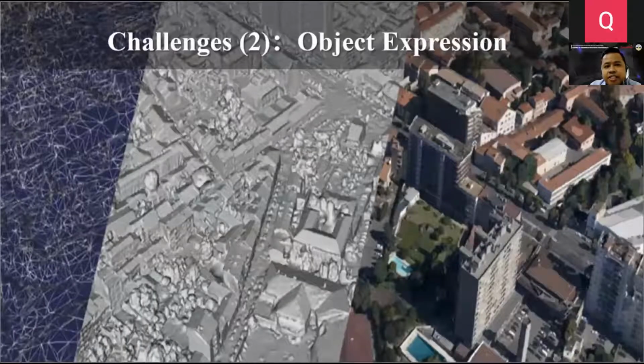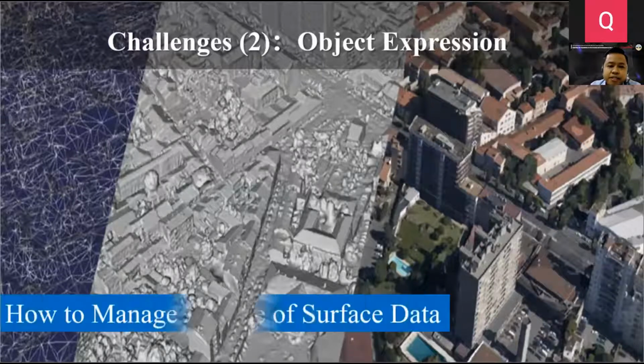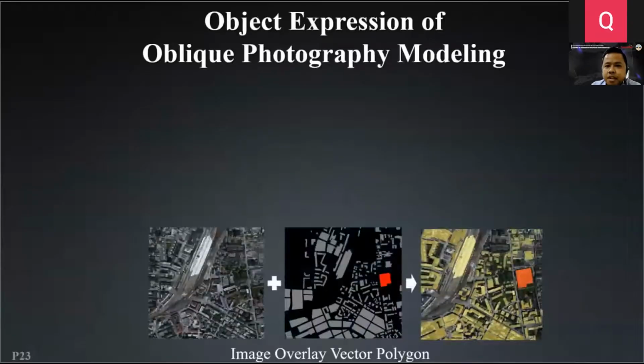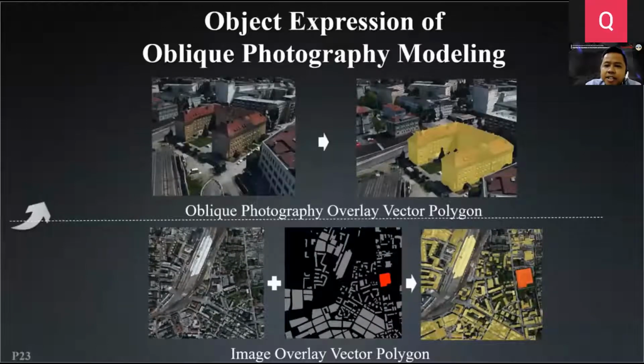The second challenge is object expression. How do we manage a piece of surface data? As we know, oblique data is unified data which cannot be separated, because all entities are merged into one. However, with this monomer technique, we can embed vector data, which contains the attributes of objects, into our 3D oblique data, so that later query processing will be carried out on the vector data. But because it has been embedded in the 3D oblique data, it will look as if we are performing queries on the oblique data.